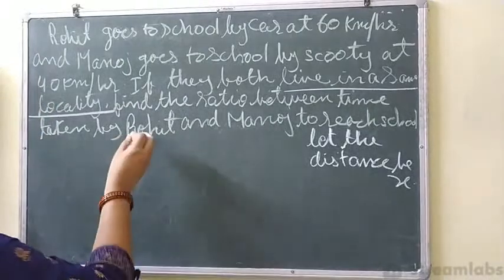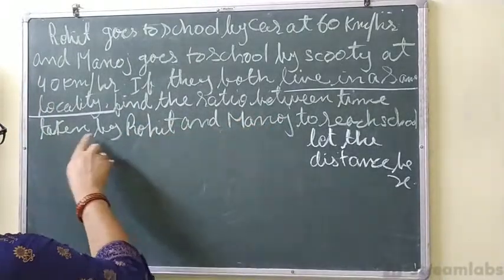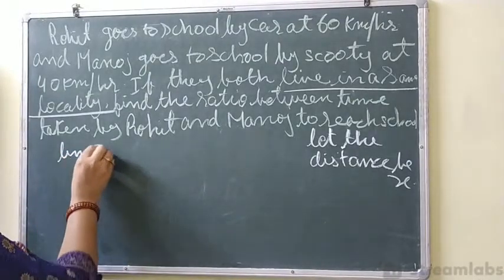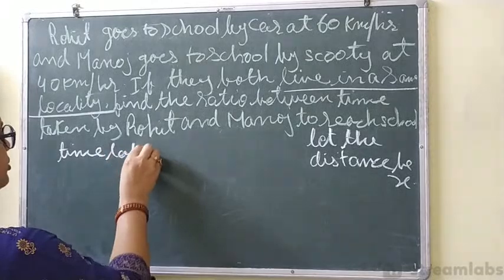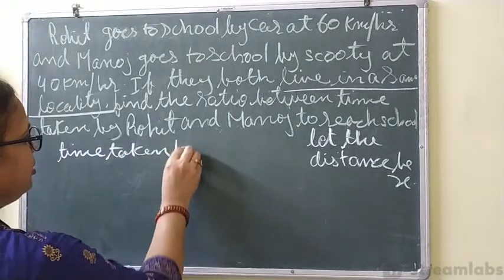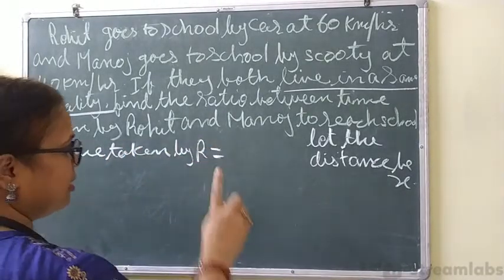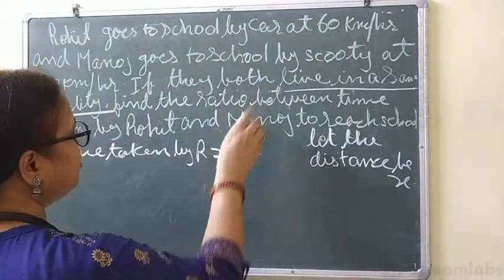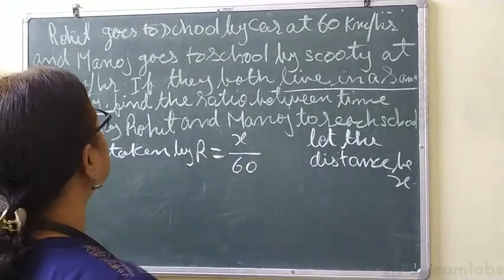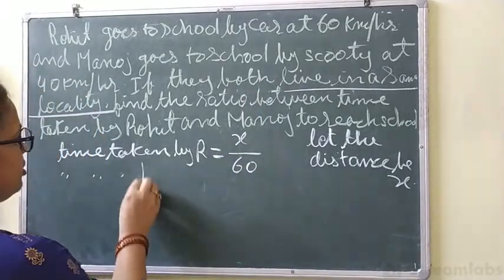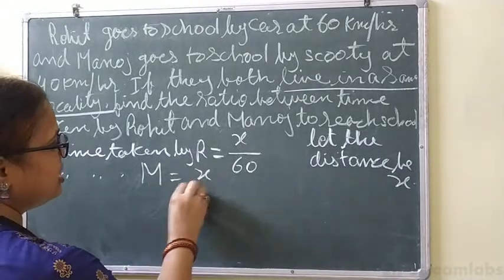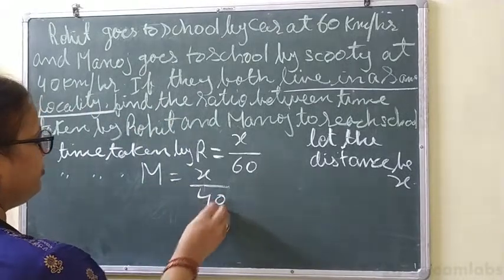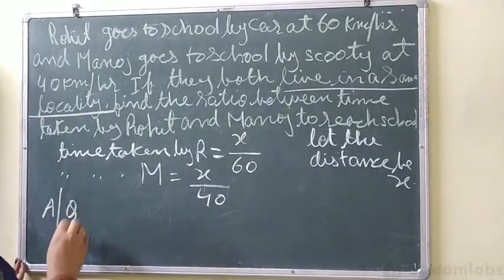Okay. So the time taken by Rohit, I'm writing R, R means Rohit. Distance by speed is x by 60. Clear? And then the time taken by Manoj, M, is distance by what is given here, 40. Then according to the question, we have to find the ratio.